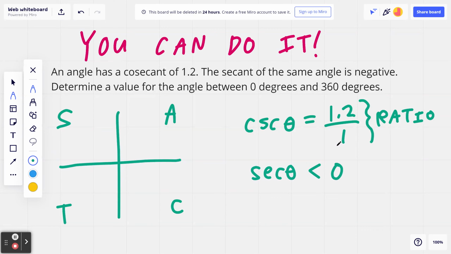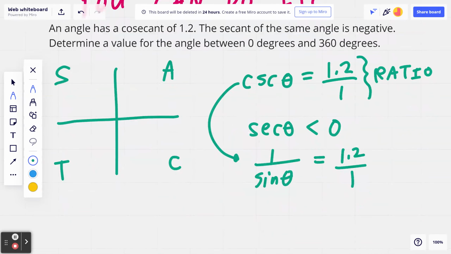Now, that is critical. Why is that? Because if you start with the first given, if cosecant theta is positive, this means secant, or not secant, I mean sine theta is also positive. So let's write this down. If we know cosecant is positive, then sine is positive because cosecant theta is 1 divided by sine theta. And if 1 divided by sine theta equals 1.2 divided by 1, this implies, if you take the reciprocal of both sides, sine theta is 1 divided by 1.2, or sine theta is positive.